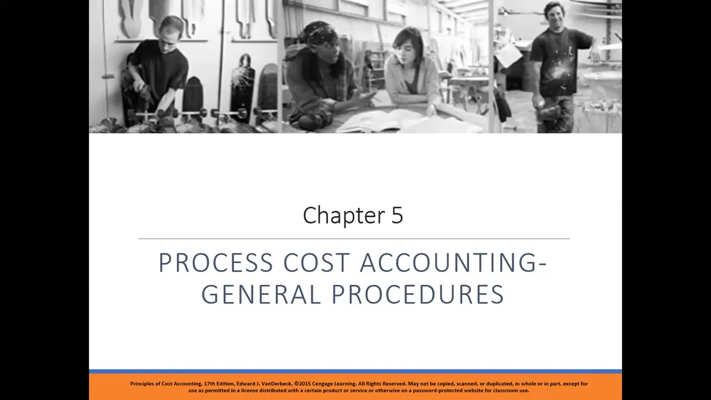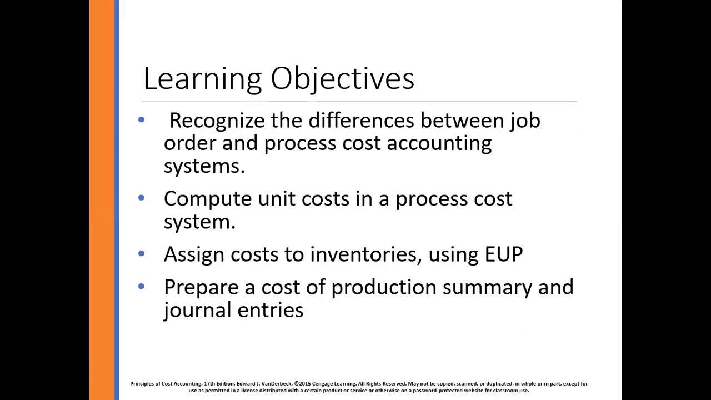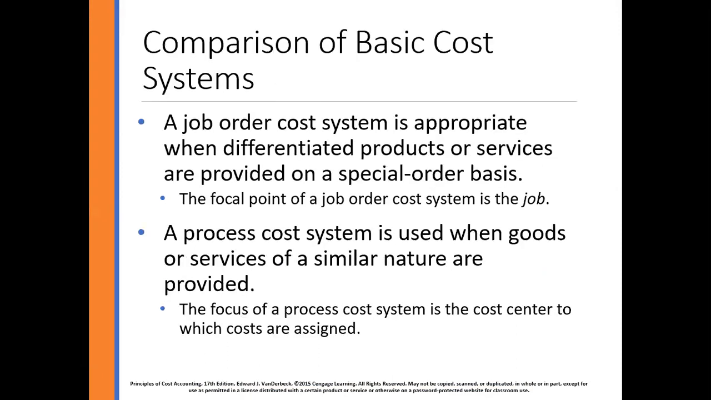We're going to see as we go through this that a lot of it is similar to job order costing as far as the journal entries and how the materials and these costs move through the system. It's just a little bit different with process cost accounting. So we're going to be looking at the differences between job order costing and process cost accounting, how we compute unit costs in a process cost system, how we assign cost to inventory using equivalent units of production, and then preparing the cost of production summary and the journal entries.